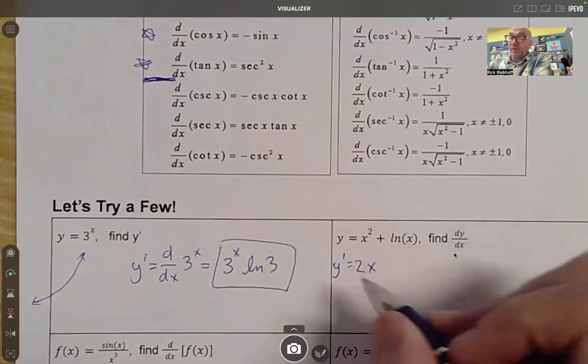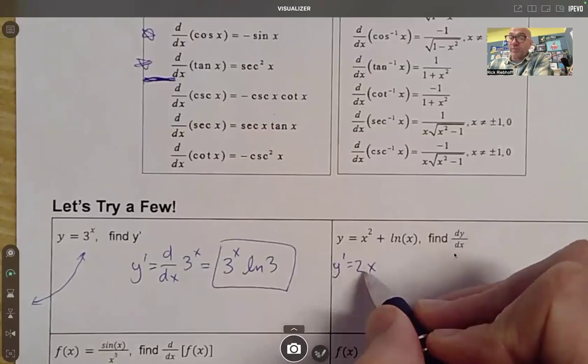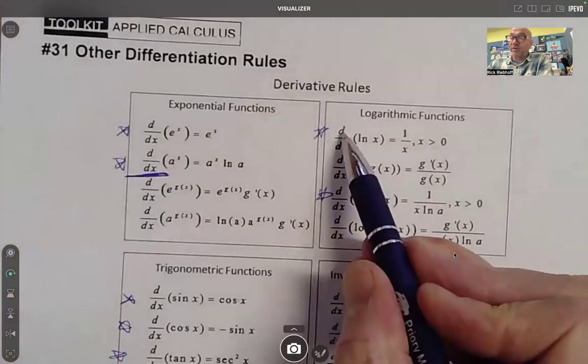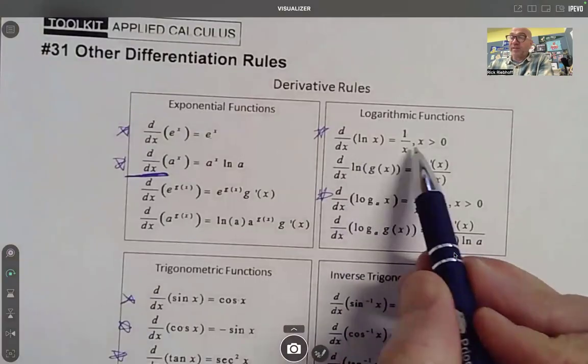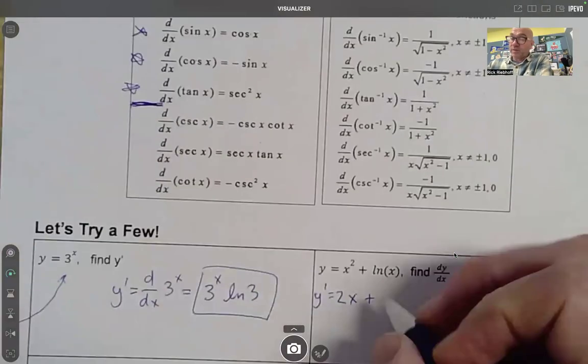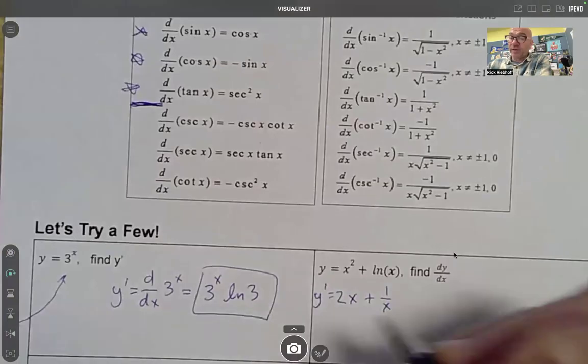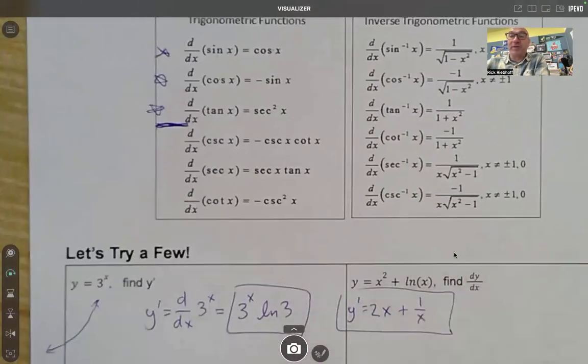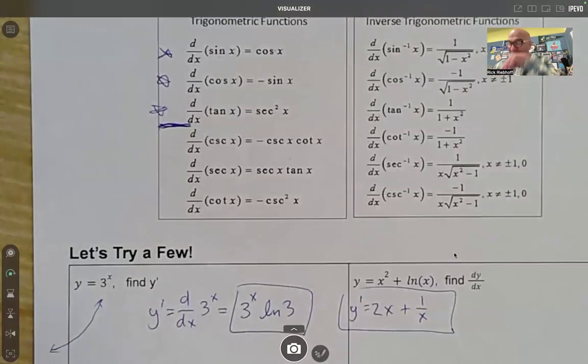So the rule is we find the derivative of this. We got that. We need to find the derivative of ln of x. So let's come over here. The derivative of ln of x is just 1 over x. That's it. We're done. Not too bad, right? Especially when you have them written.